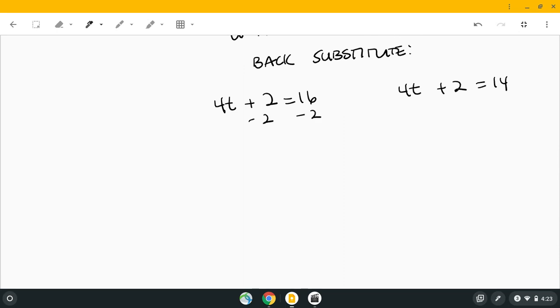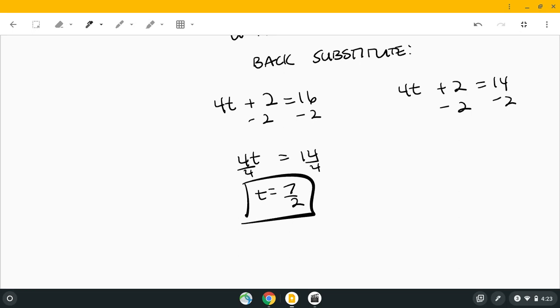Minus 2, minus 2. Divide by 4, divide by 4. So that's 7 over 2. And this one, subtract 2, subtract 2. 4t equals 12. Divide by 4, divide by 4. T equals 3. We don't have any radicals. Okay. So t equals 7/2 and t equals 3.